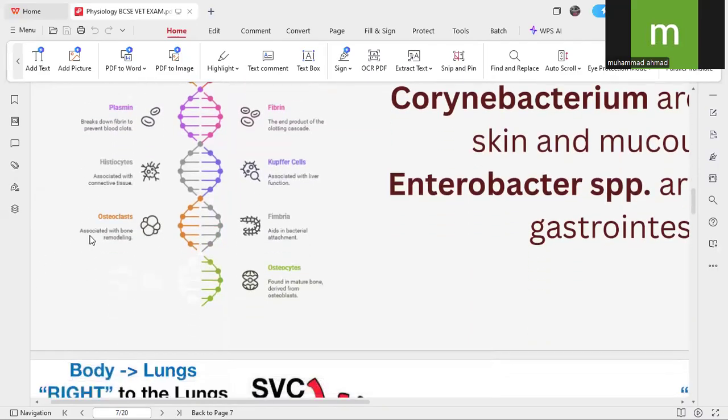Osteoclast associated with the bone remodeling, bone forming cell. Fimbria aids in the bacterial attachment, and osteocytes found in the mature bone derive from the osteoblast. Osteoblasts are the bone destroying cells, and osteoclasts are bone forming cells.